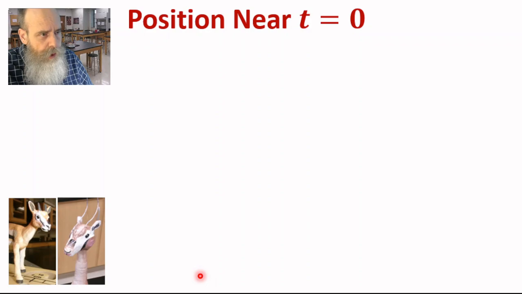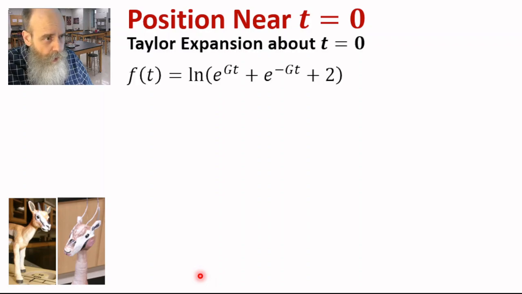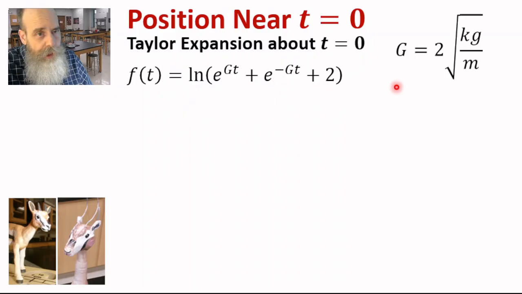Position near t equals 0. So let's do a Taylor expansion about t equals 0 of this function. f(t) equals ln e to the gt plus e to the negative gt plus 2, where g is this, 2 times square root kg over m.